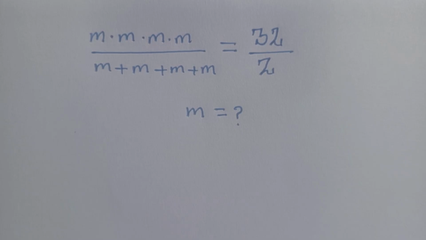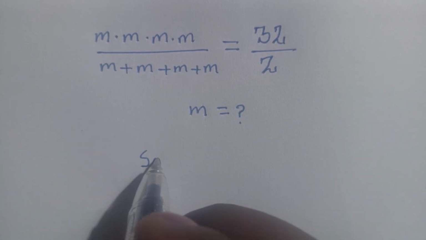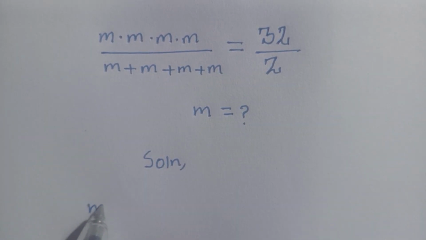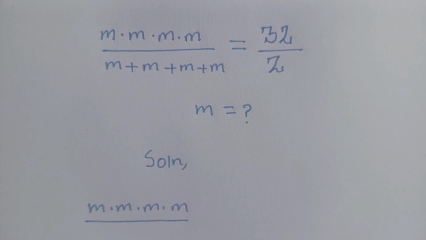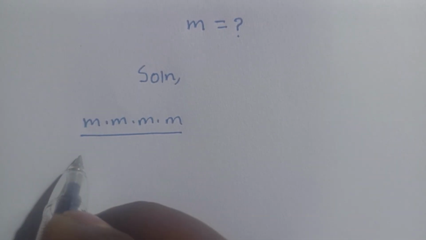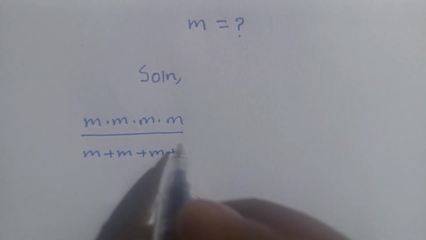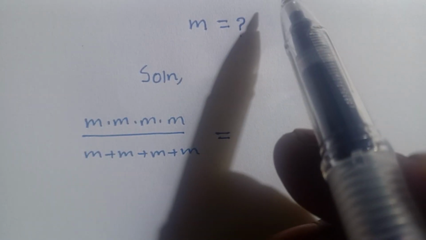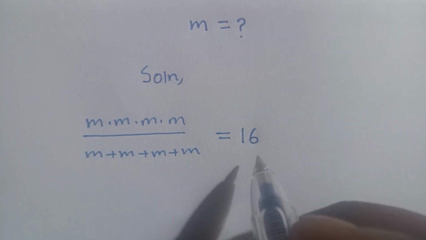Let us solve for the value of m from this given question. Solution: m times m times m times m over m plus m plus m plus m equals 32 over 2, which is 16.